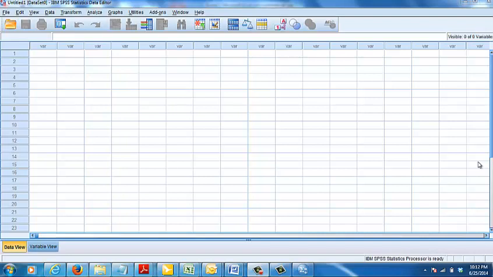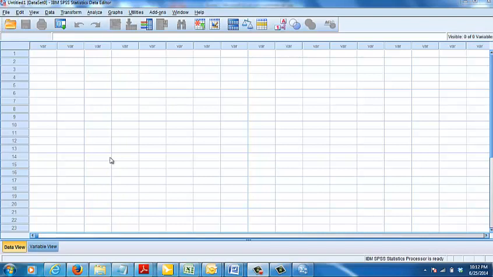So again, we're interested in finding out if our null hypothesis can be rejected or not. The null, of course, is that the means are different. However, I'm going to use SPSS to do this.